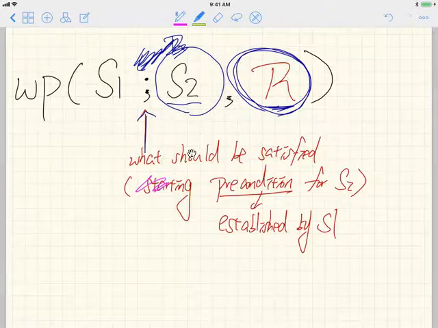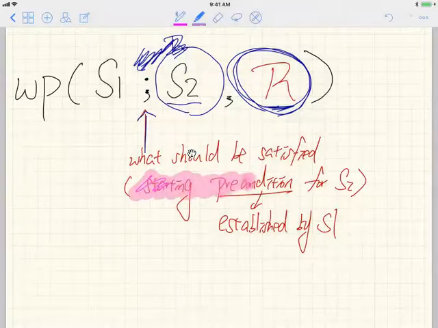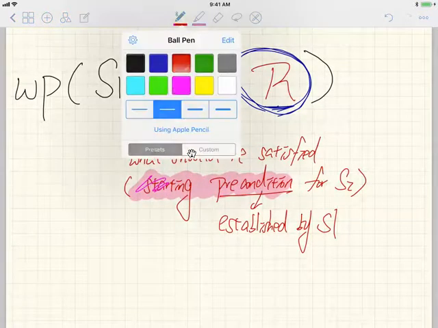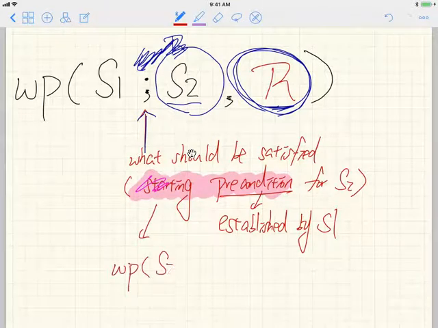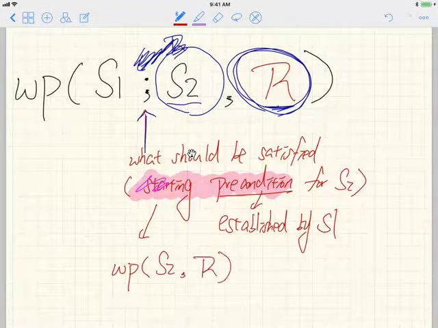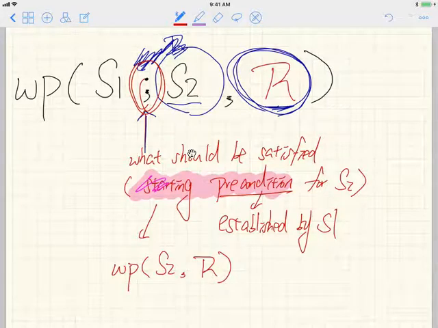Let me just use row 1. So what's the starting precondition? I'm going to write it here. That would be the WP for S2 to establish R. So this is the intermediate point over here. That means if S2 can start with the condition which corresponds to the weakest precondition for S2 to establish R, it's guaranteed to establish that. Right? That's the intermediate point. Let's get this point straight, and then we worry about the previous stage.